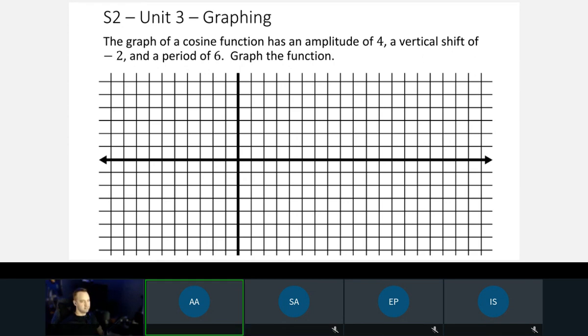The graph of the cosine function has an amplitude of 4, a vertical shift of -2, and a period of 6. Graph the function.